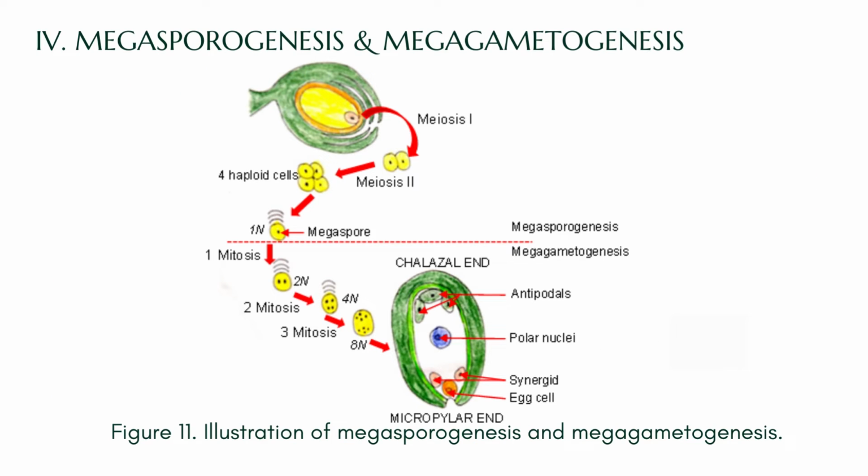Under the megasporogenesis process, 4 megaspores are produced from the megasporocyte in the nucellus through meiosis 1 and 2. 3 of these spores degenerate and only 1 remains functional. On the other hand, megagametogenesis gives rise to the egg or the female gamete. It undergoes 3 consecutive mitotic cell divisions in the functional megaspore to produce 8 nuclei and 7 cells: an egg, 2 synergid cells, 2 polar nuclei in 1 cell, and 3 antipodal cells. The egg and synergids are lodged on the micropylar end, while the antipodals are on the chalazal end.